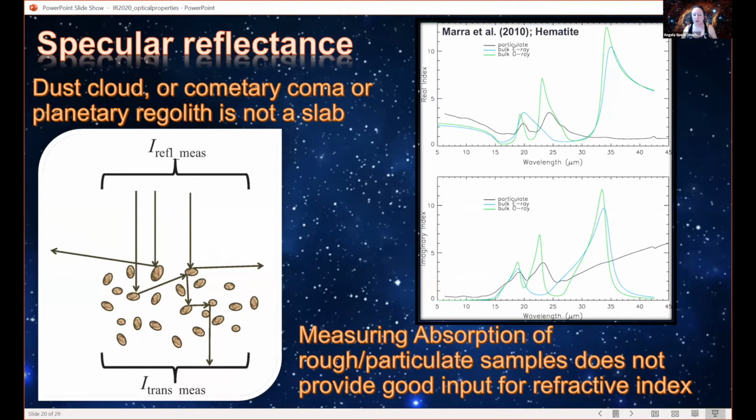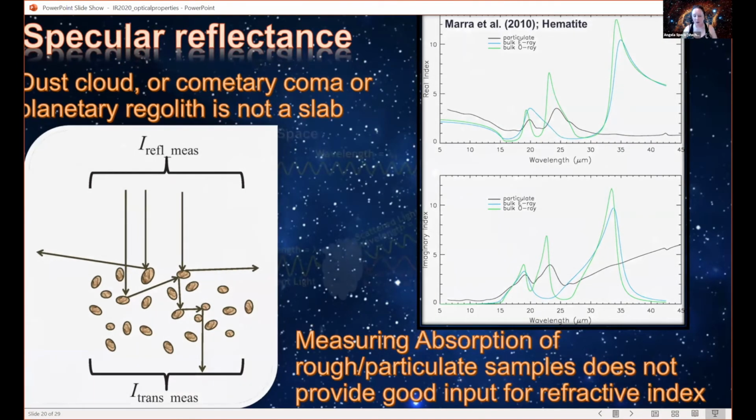And so if you use this particulate optical constant to then calculate, oh, what does this particle distribution look like? What does this grain shape look like? You're not using the right constants. You really have to do a slab bulk experiment and then use that to calculate, or only use the transmission to compare directly. Don't use it to get optical constants out.